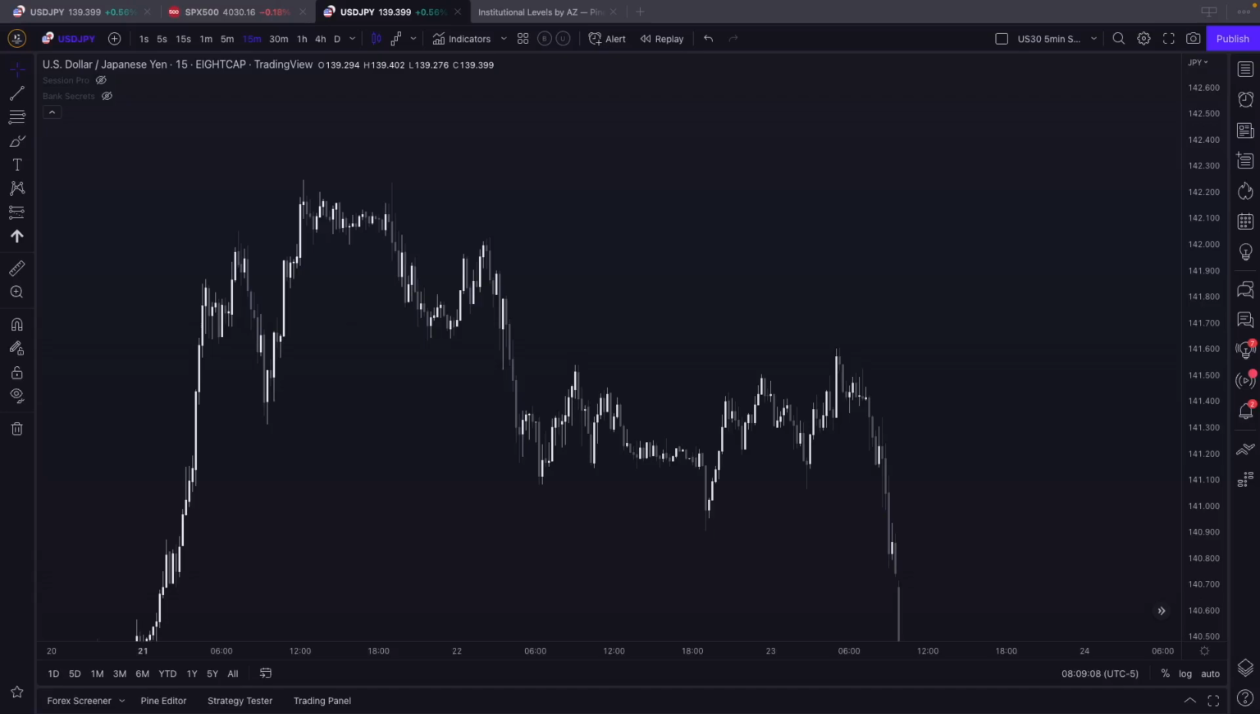In today's video I will be showcasing a new free accumulation zone indicator. I've been coding it for a while and now I'm finally satisfied with the results. So I'd say let's check it out.